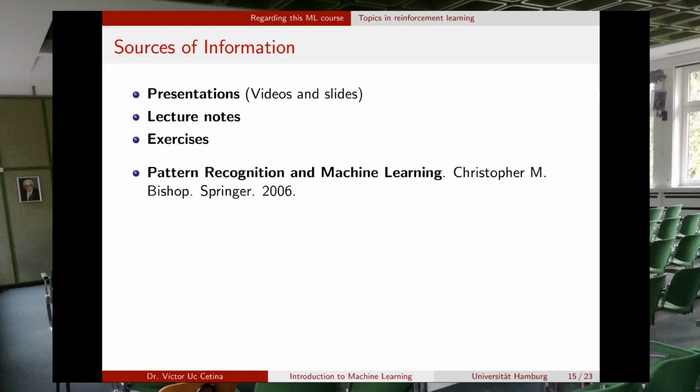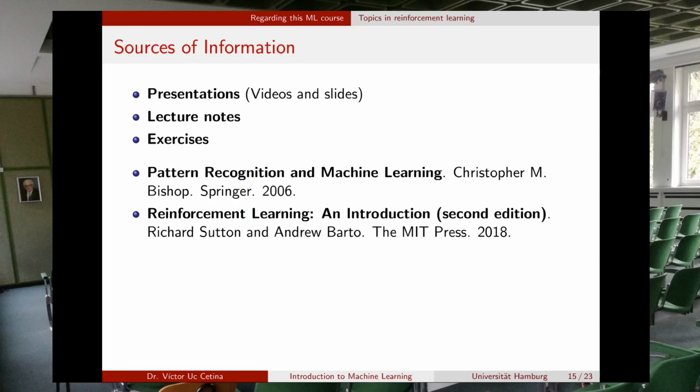Now, in terms of books, I recommend the Pattern Recognition and Machine Learning book by Chris Bishop. It is a very good, well-rounded book about machine learning in general. And specifically for reinforcement learning, I recommend the book by Richard Sutton and Andrew Barto, Reinforcement Learning: An Introduction. It is now in its 2nd edition.